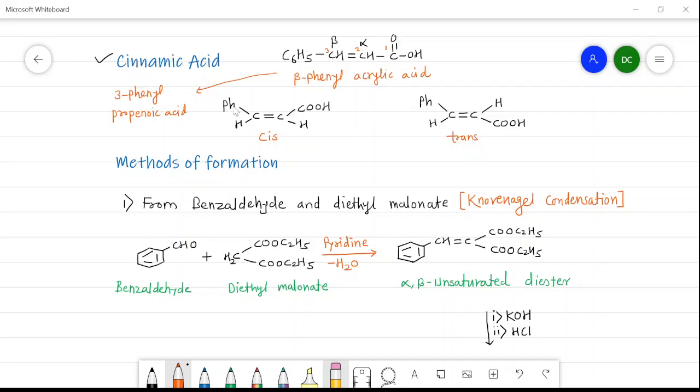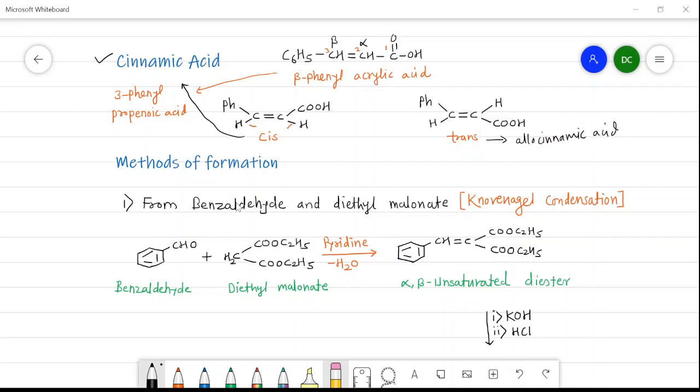Now cinnamic acid has 2 isomers. The first one is the cis. Why cis? The hydrogen and hydrogen are on the same side. And the second one is the trans, where the hydrogens are on the opposite side. Now this cis isomer is generally considered as cinnamic acid, whereas the trans isomer is the allocinnamic acid. So in this lecture, we will discuss the methods of formation of cinnamic acid and the reactions of cinnamic acid.